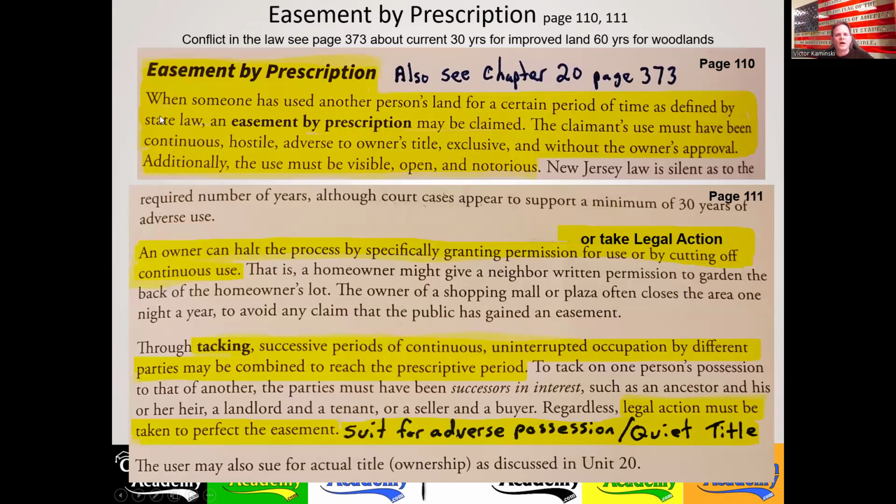So let's highlight the notes for easement by prescription on page 110 and 111. We already did this later on in the later chapter, but this is on page 110 and 111. These are the things to highlight. Let me know when you guys got them highlighted and the notes written in.